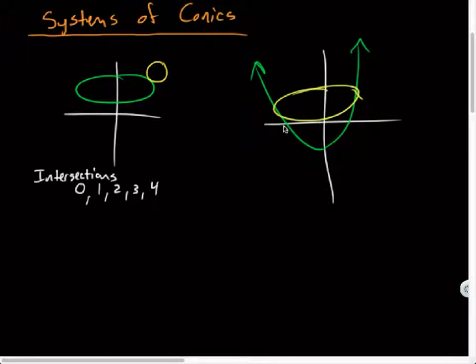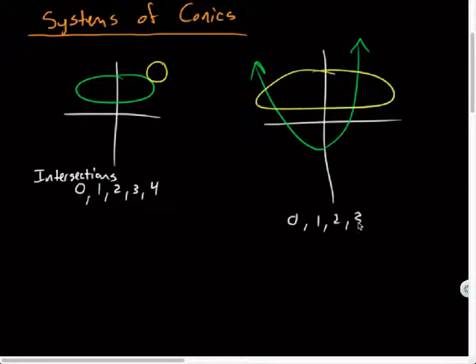Could I have 3 intersections? Yes, one tangent and one crossing. What about like this? Even that's a crazy one. Could you pull off 4? Yeah, 4, I think you agree. So in this case, I could have 0, 1, 2, 3, and 4. I just want to get you thinking about the fact that we're going to have multiple intersections here.